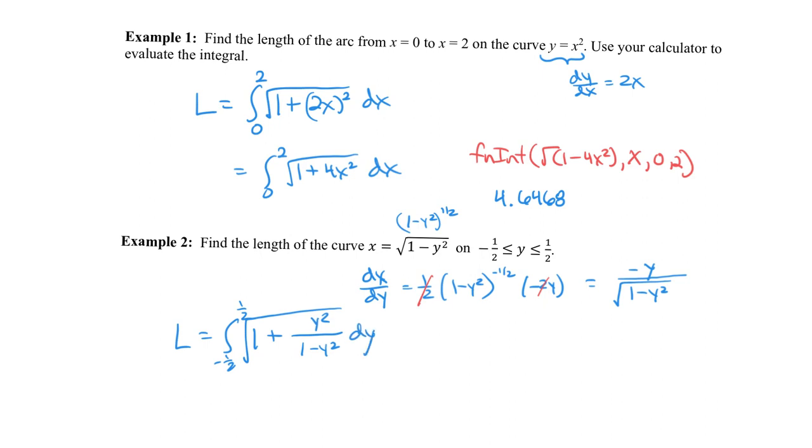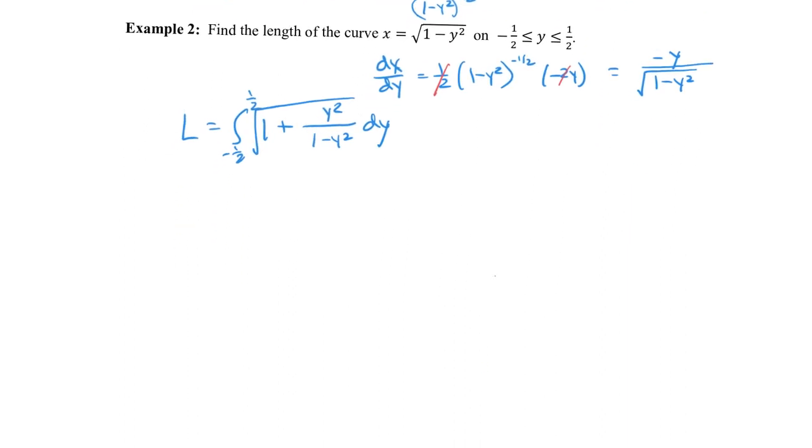So what we've got to do from here is clean this up somehow so that we can actually integrate this function. In one like this, to clean it up, we're going to have to get a common denominator. So we need a denominator of 1 minus y squared. I'm just going to rewrite this 1 in the form of 1 minus y squared over 1 minus y squared. So we would have something like this, from negative 1/2 to 1/2, of 1 minus y squared over 1 minus y squared plus y squared over 1 minus y squared.